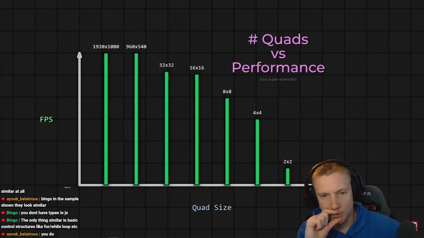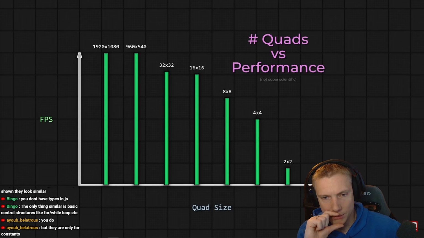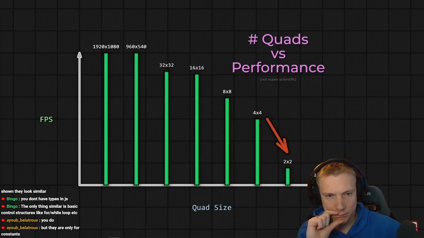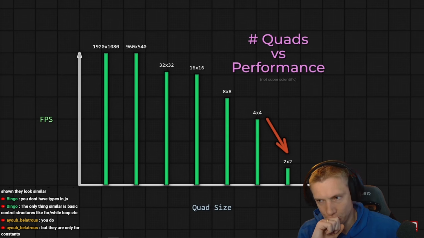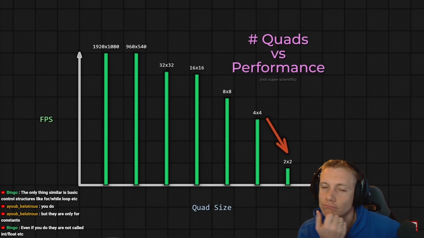performance. Initially, it's nothing crazy, but it's not a gradual decline, there's a real drop-off at some point. Between tiles roughly sized 4x4, that's 4 pixels high and 4 pixels wide, and then 2x2, we see this absolutely catastrophic drop-off in performance. It's just bananas how bad this gets.